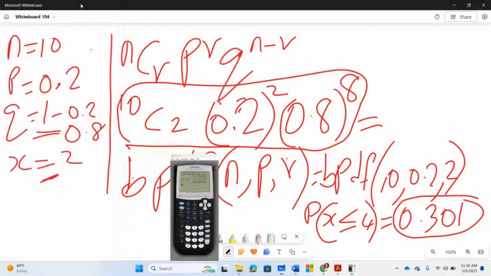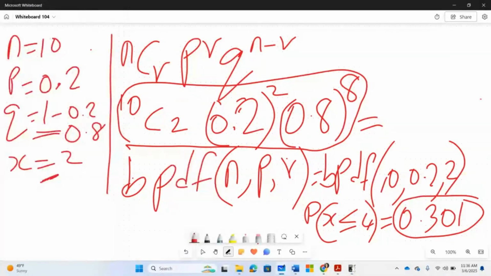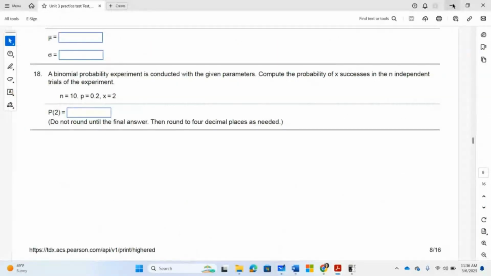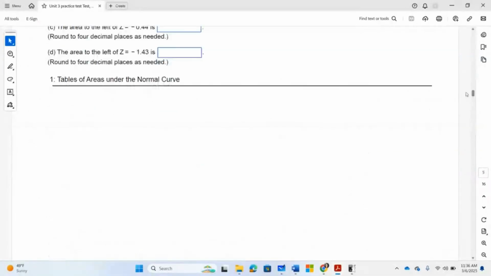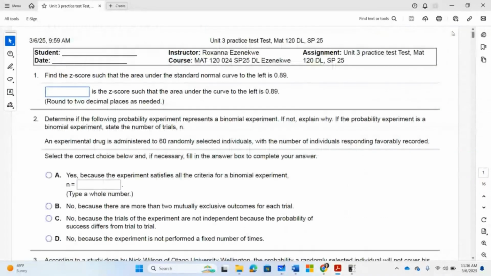Okay. So now we have done 2 questions on binomial. We're still working on chapter 6, so that next week we get into normal distribution. Okay. So I'm going to arrow down to find a question. This is the practice test I put in there. The practice test is already in Blackboard.